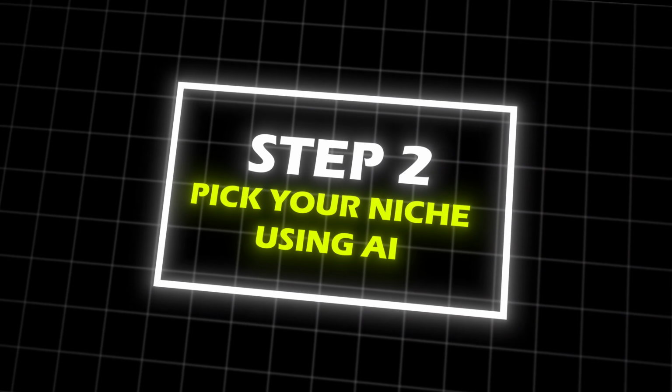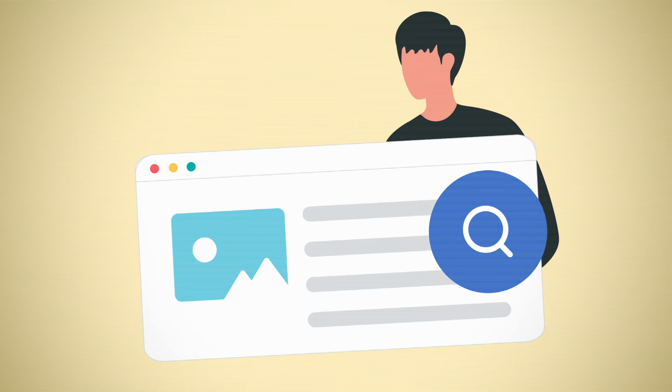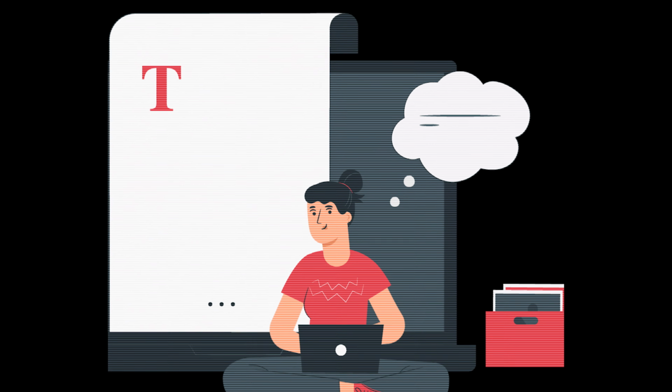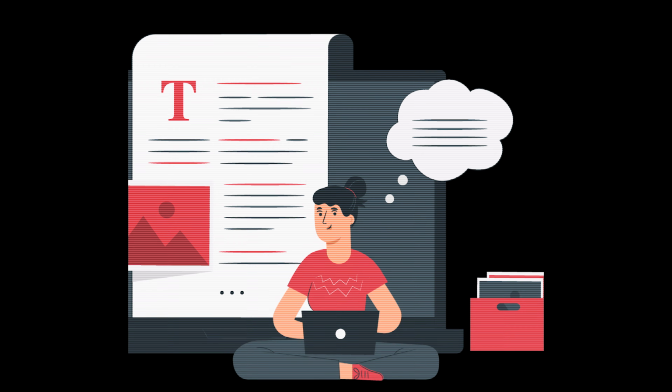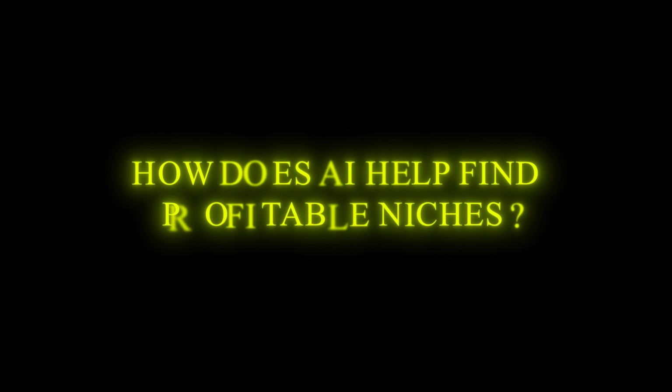Step 2. Pick your niche using AI. A niche is a specific topic that your blog will focus on. Choosing the right niche is crucial to standing out in a crowded market. How does AI help find profitable niches?